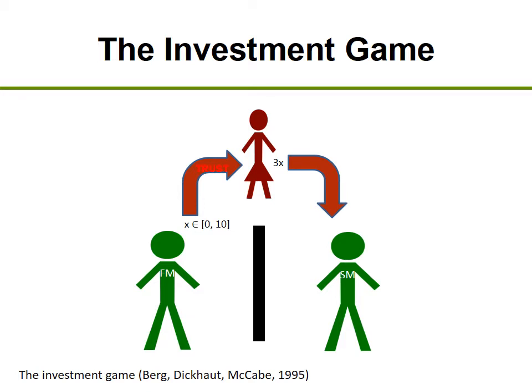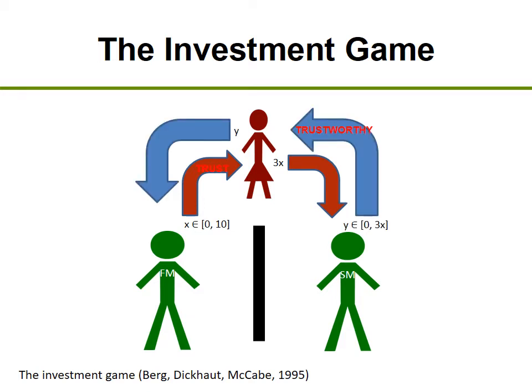And then with the second mover's behavior, I can measure on a scale of 0 to 3X how trustworthy you are. Because the second mover knows, hey, that first guy trusted me enough to send me something. Let me reward that trust by sending them something back.